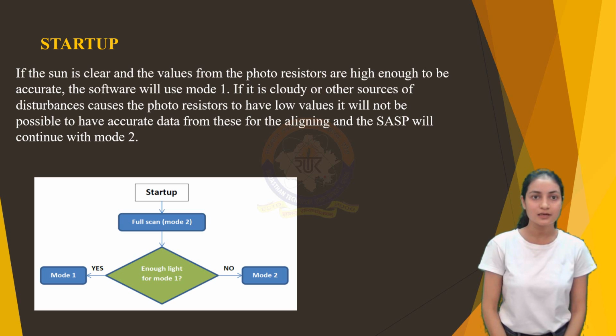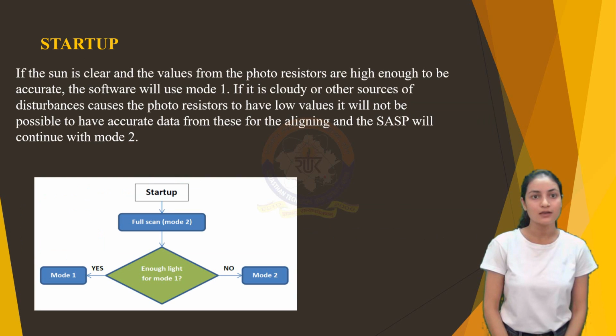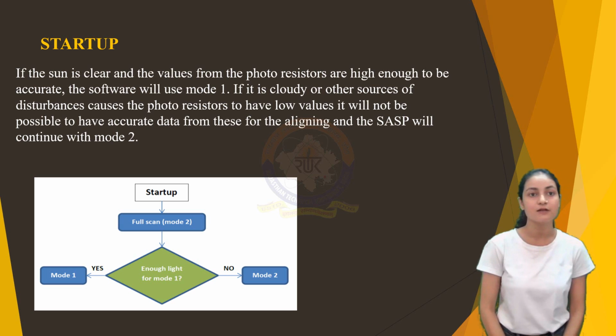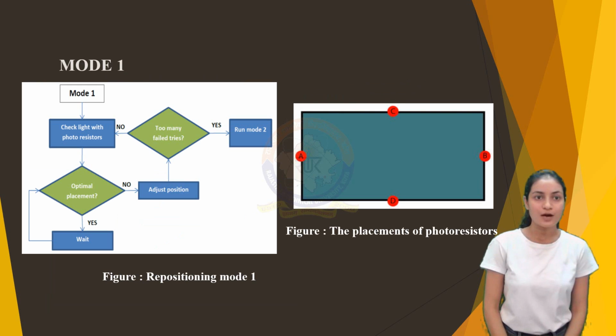If the sun is clear and the values from the photoresistors are high enough to be accurate, the software will use mode 1. If it is cloudy or other sources of disturbances cause the photoresistors to have low values, it will not be possible to have accurate data from these for the aligning, and the self-aligning solar panel will continue with mode 2. The first and fastest mode will use 4 photoresistors and continuously compare their individual values.